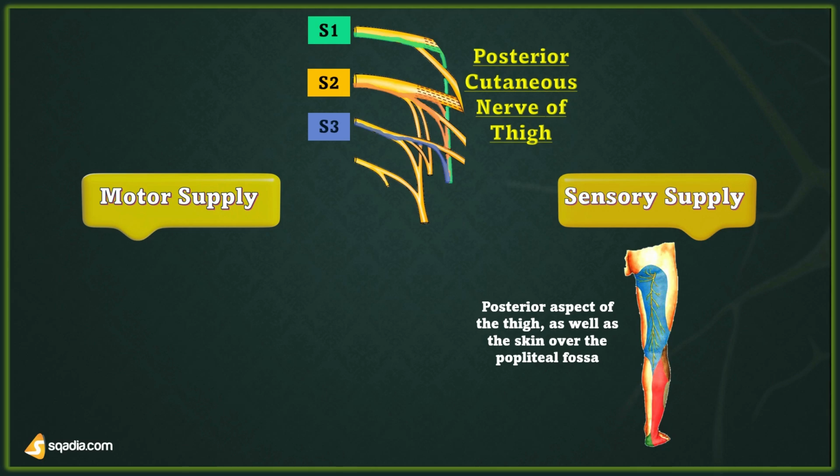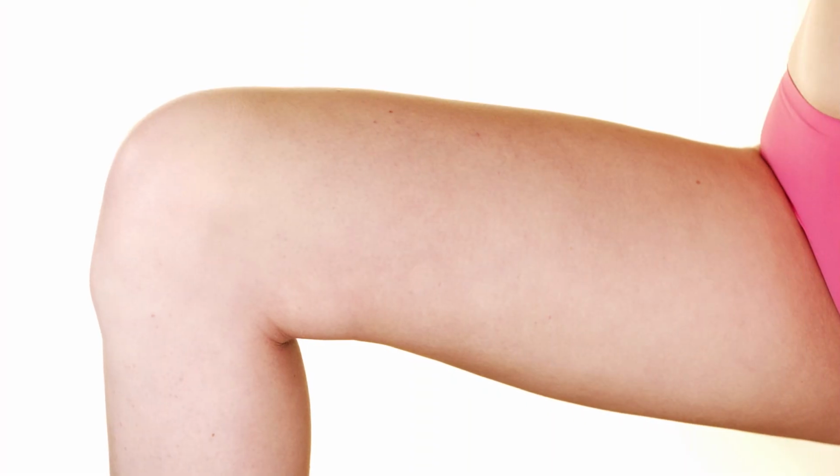This nerve carries sensory information such as touch, temperature, and pain from the aforementioned areas back to the central nervous system. The posterior cutaneous nerve of the thigh is primarily a sensory nerve, and it does not have any motor function and is solely responsible for sensory perception.